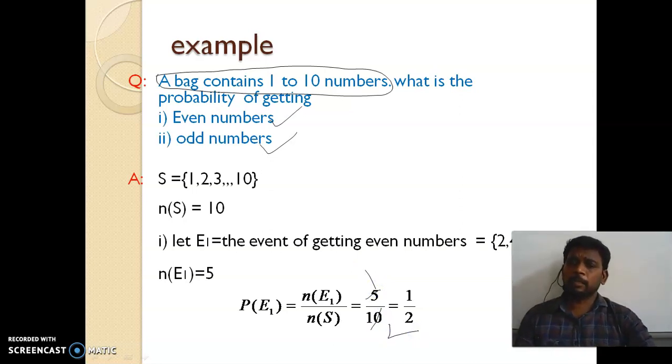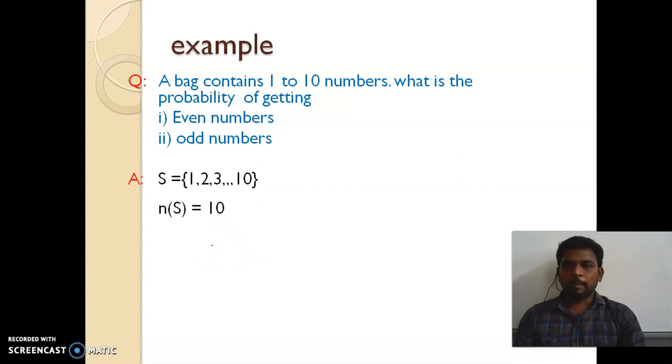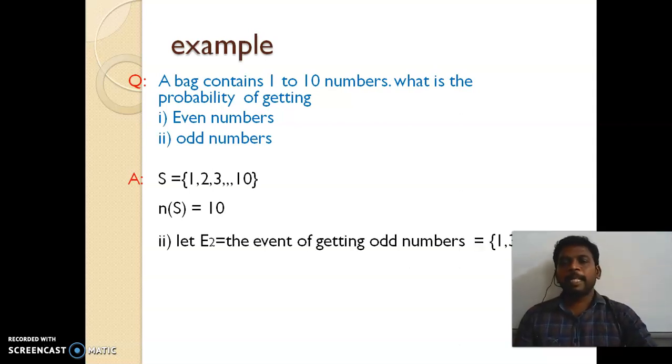And the next subdivision is nothing but odd numbers. We can define the odd numbers by the event E2. Look at that, the sample space is the same thing. The experiment is the same, so the number of sample space is nothing but 10 only. So let E2 equal to the event of getting odd numbers. That is the second question.